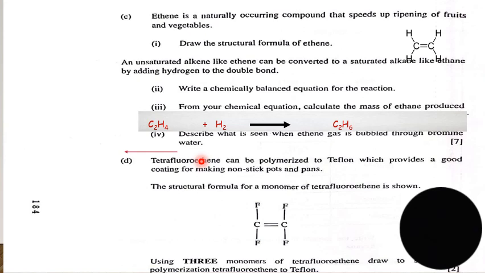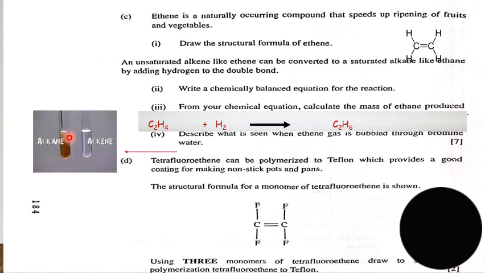Now, it says, describe what is seen when ethene gas is bubbled through bromine water. Okay, do you remember what it's saying? Okay, let's look at the picture on the left hand side. What do we see? An alkene. Good. You see there's a rapid discoloration with an alkene.